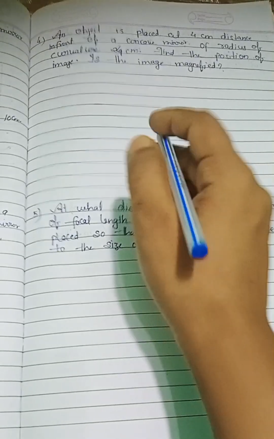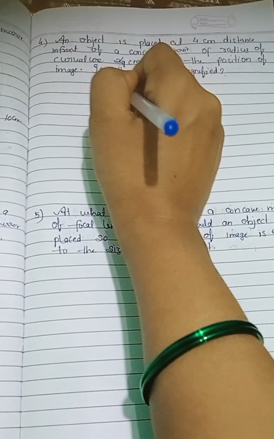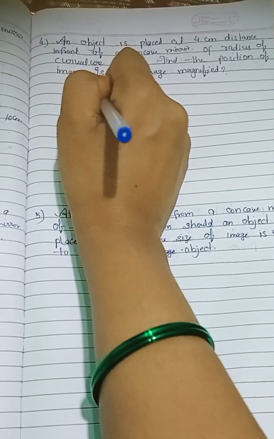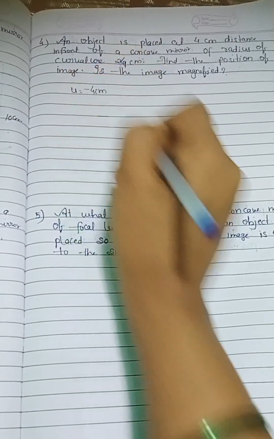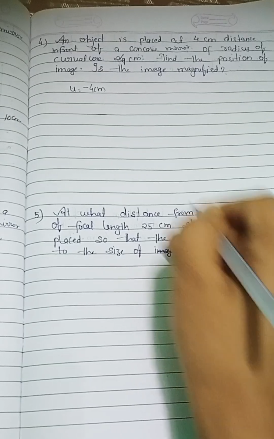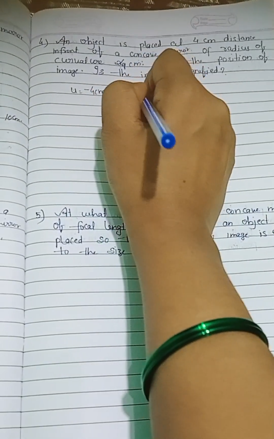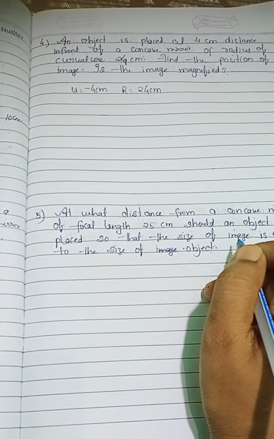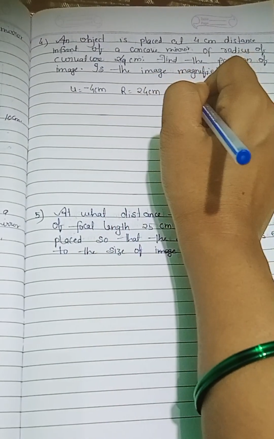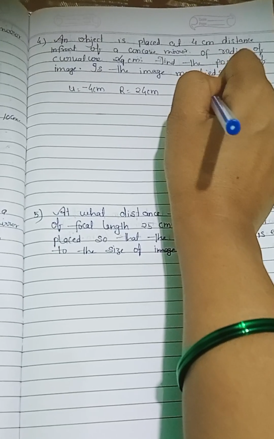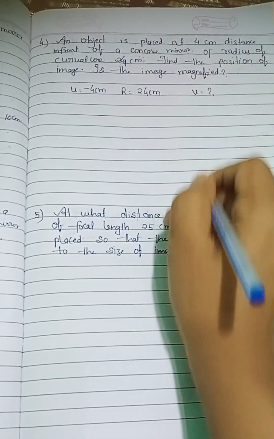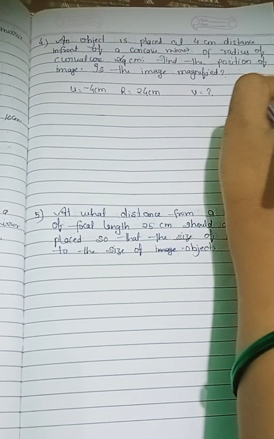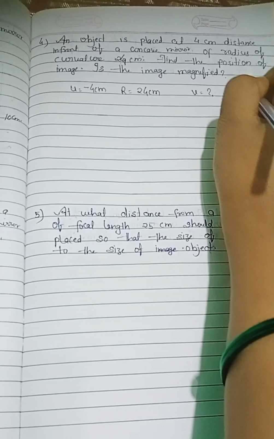Next question is, an object is placed at 4 centimeter. That means the value of U is 4 centimeter. U is always negative. In front of a concave mirror, radius of curvature, means capital R, is given to you 24 centimeter. Find the position of image. Here you need to find out the position of image, means value of V, and also is the image magnified. That means we will find out the size of image also, or magnification.